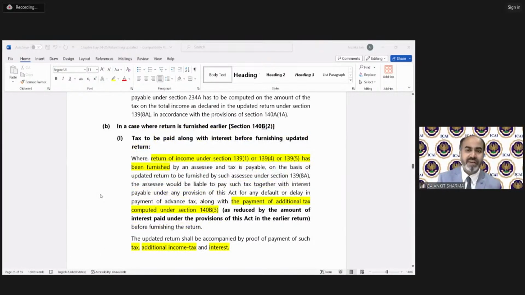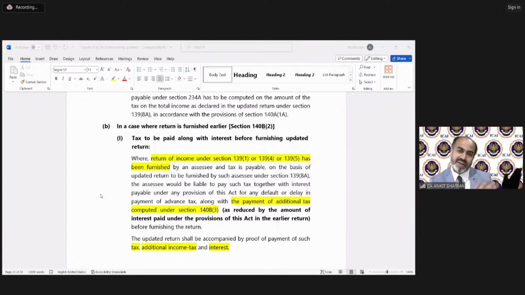So in a case where return is furnished earlier, section 140B, tax to be paid along with interest before furnishing updated return. Where return of income under section 139(1), (4) or (5) has been furnished by the assessee and tax is payable on the basis of updated return to be furnished by such assessee, the assessee would be liable to pay such tax together with interest payable under any provision of the Act for any default or delay in payment of advance tax. Same provision.